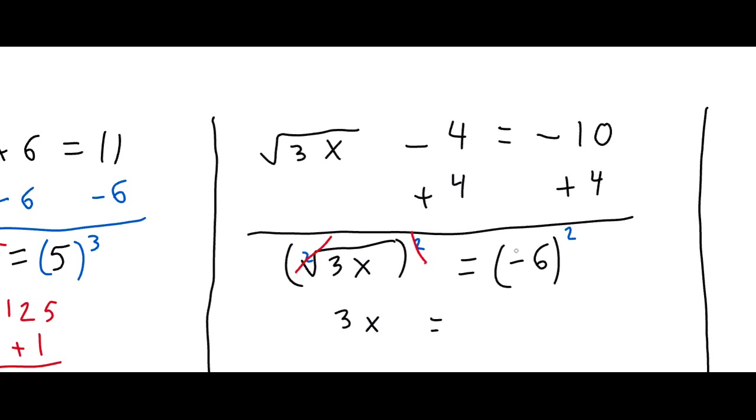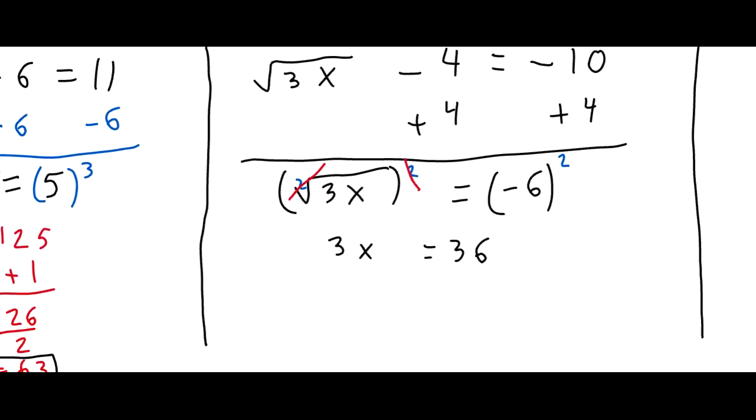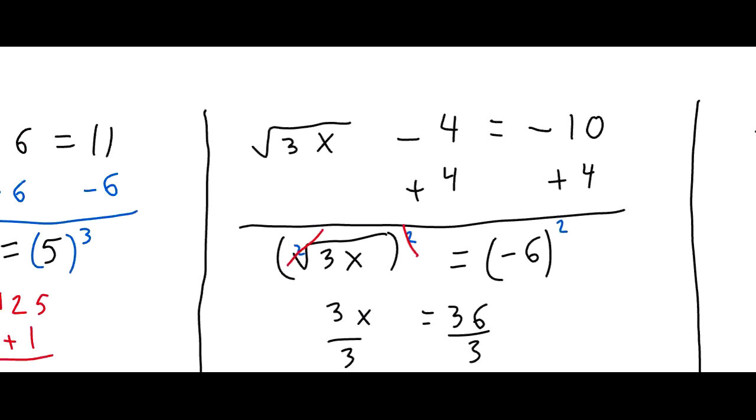Notice the negative 6 is in parentheses, so that means we have negative 6 times negative 6, which is positive 36. To get x by itself, we divide both sides by 3, which gives you an answer of x equals 12. But before you say that's your final answer, what do we have to do? Well, we really do have to check in the original problem.